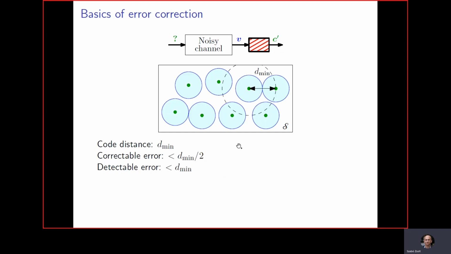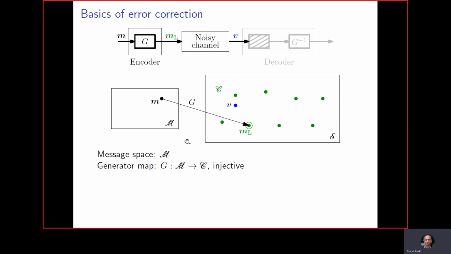The most important parameter of the code is the code distance, that is the minimum distance between the code words. An error is correctable if it's less than half of the code distance, and it is detectable if it's less than the code distance. So let's see the big picture.